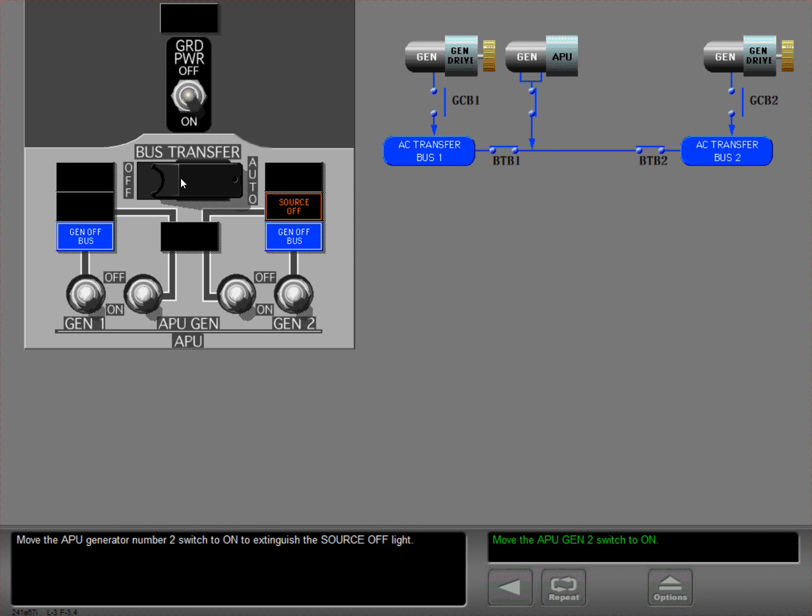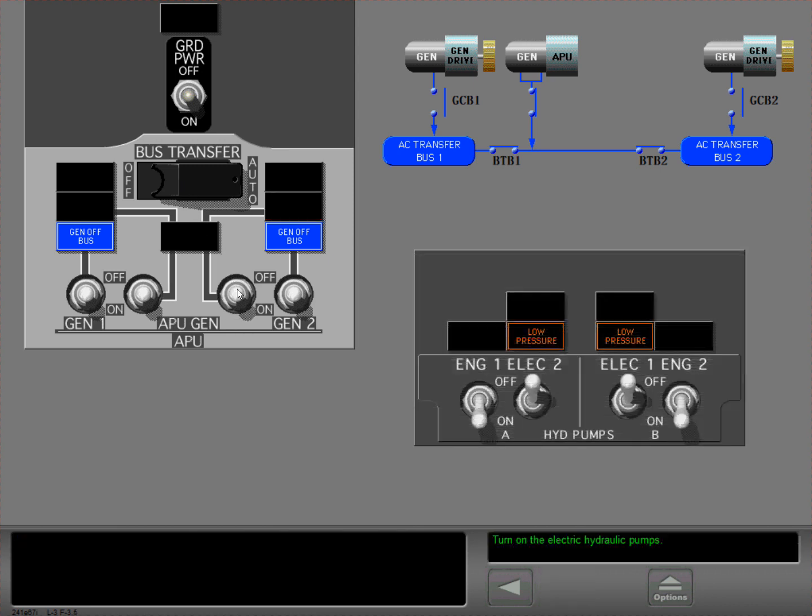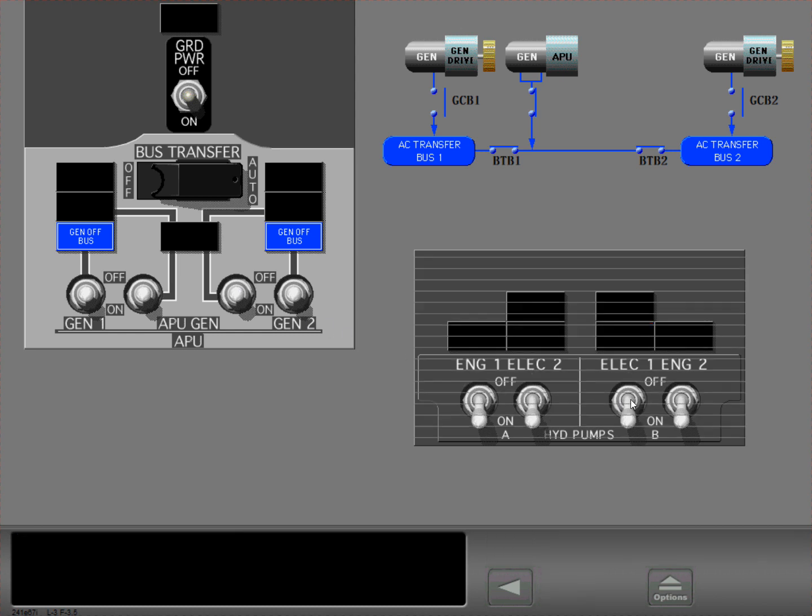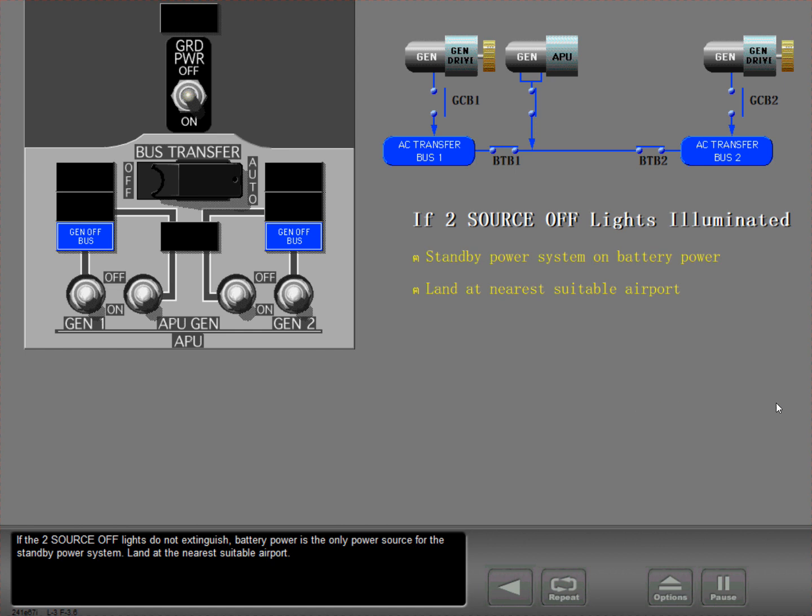Move the APU generator number 2 switch to on to extinguish the source off light. Turn on the electric hydraulic pumps one at a time. If the two source off lights do not extinguish, battery power is the only power source for the standby power system. Land at the nearest suitable airport.